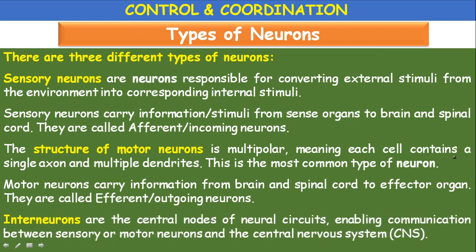And interneurons, or connector neurons, or associated neurons. These are the central nodes of the neural circuits. They enable the communication between the sensory or motor neurons and the central nervous system. Especially associated neurons or interneurons are present in the spinal cord.